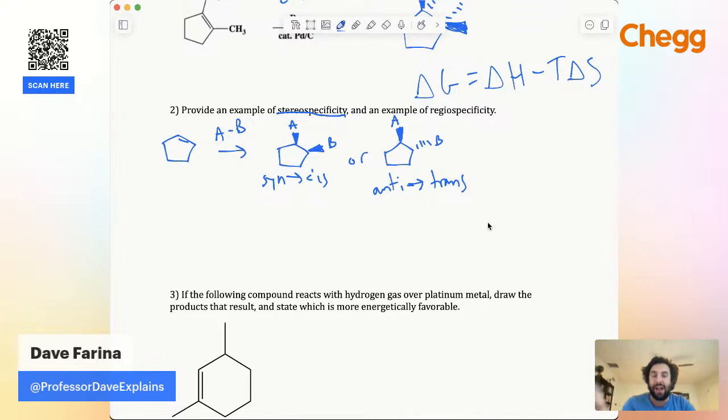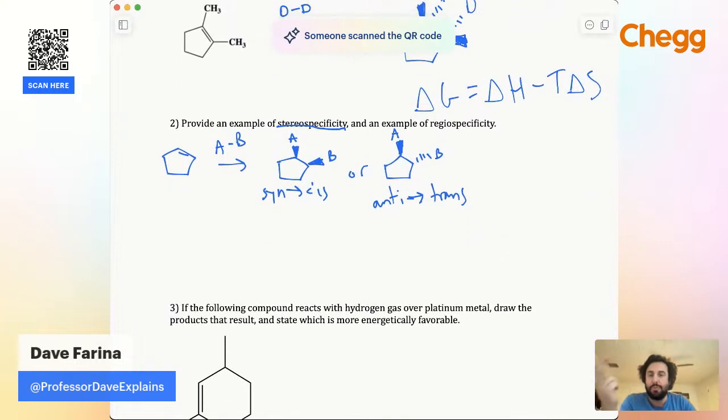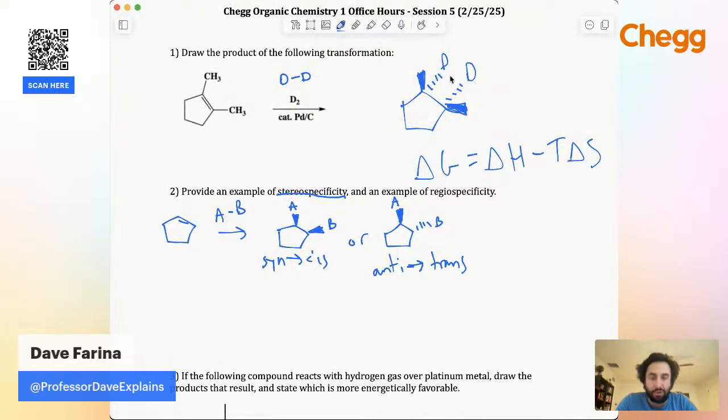For example, the reaction that we just looked at was a syn addition. We exclusively got syn addition, meaning that the deuterons and the methyls ended up cis. The two methyls end up cis to one another. The deuterons ended up cis to one another because that was a stereospecific reaction. We did not get the other possible stereoisomer. We did not get the methyls trans to one another or the deuterons trans to one another.